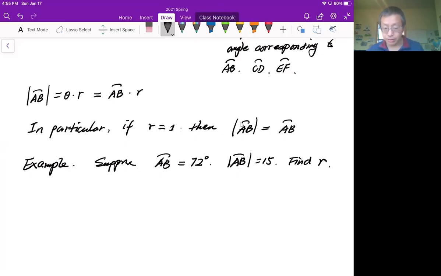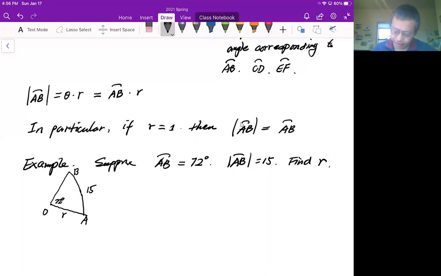Give everyone 20 seconds. So let's see, what is this? Right, so this is O, this is A, this is B, 72 degrees, okay? And the length is 15, and I need to find the radius. Well, that should be easy.